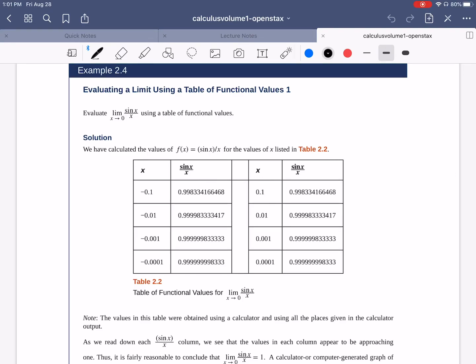Back near the beginning of chapter 2, we saw this example where we were trying to look at the limit as x approaches 0 of sine x over x. And we used a table of functions, plugging in values that got progressively closer to 0, from both sides, from the left and from the right. And we could see that these values get very, very close to 1. So we sort of guessed that that was the limit.